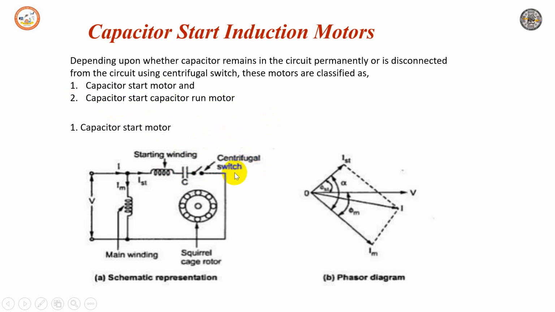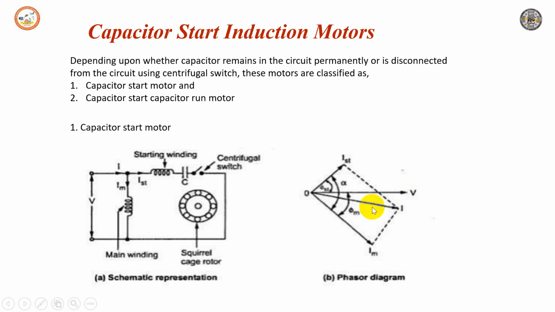The connection of this capacitor motor is as shown here, and the phasor diagram here. The current Im lags the voltage by an angle phi m, and Ist, due to the capacitor current, will lead the voltage by an angle phi st, and the phase angle difference between Im and Ist is alpha. This is the ideal case phasor diagram, as shown here. So the resultant current is produced. The torque is proportional to alpha here, and hence such a motor produces very high starting torque. If there is a leading current, it produces a very high starting current.